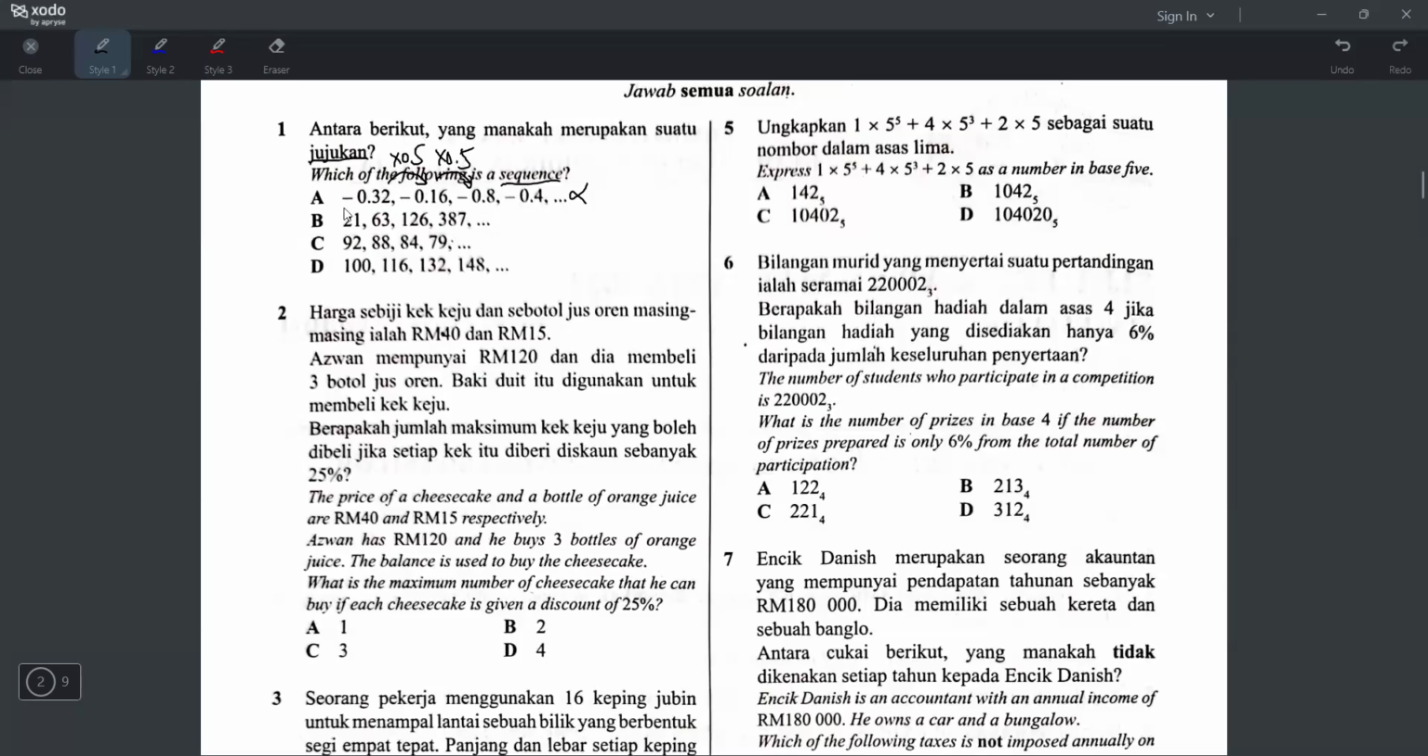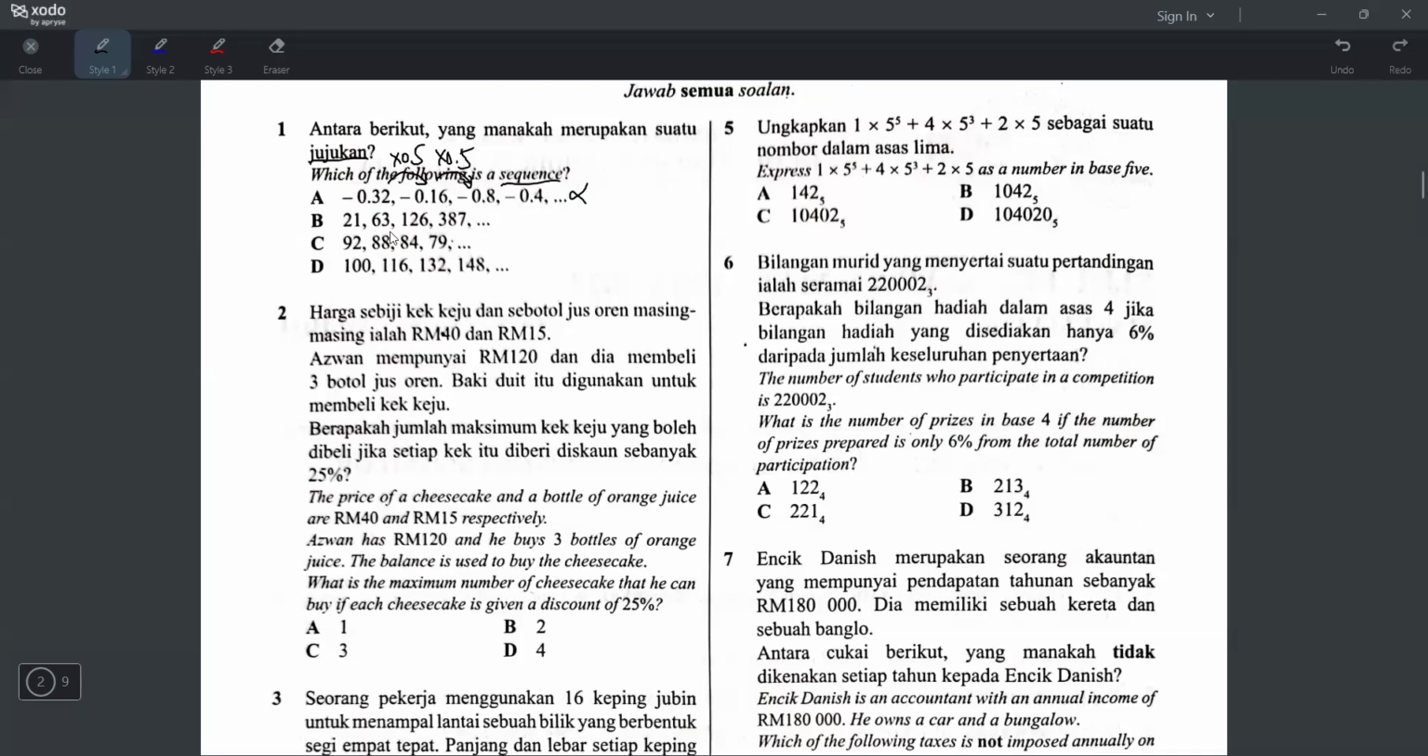Okay, so let's try with B now. This time the number is getting bigger. Nombor dia semakin jadi besar. So it means the pattern is either tambah or darab lah. 21 tambah berapa dapat 63? You can tekan 63 minus 21, you get 42, right? But if you tekan 63 plus 42 dapat ke 126? Tak dapat. You dapat 84. I just tried it with my calculator. So confirm kalau tambah tak boleh.